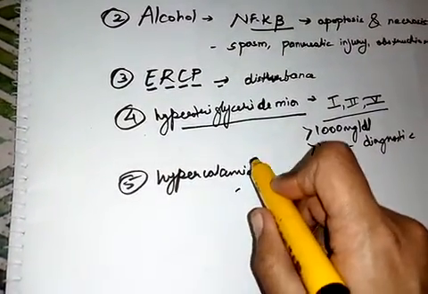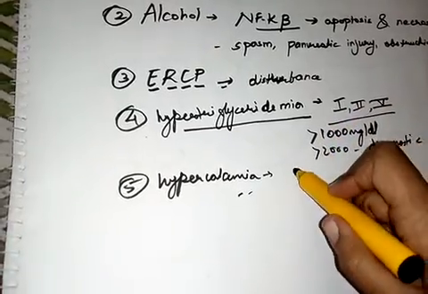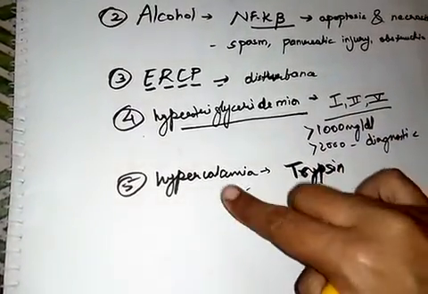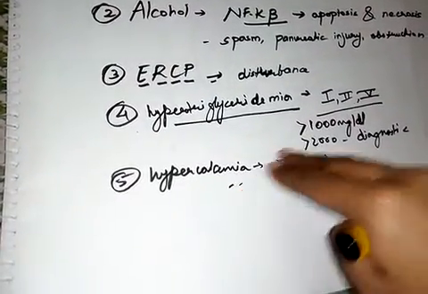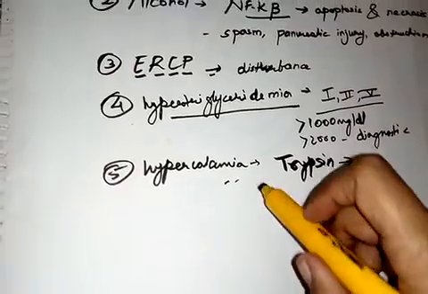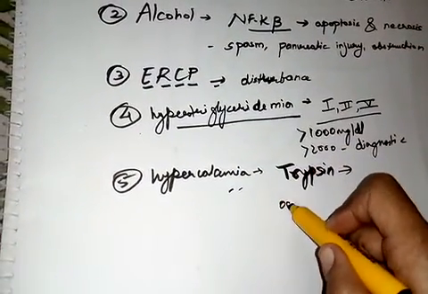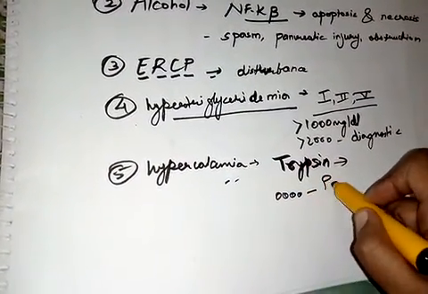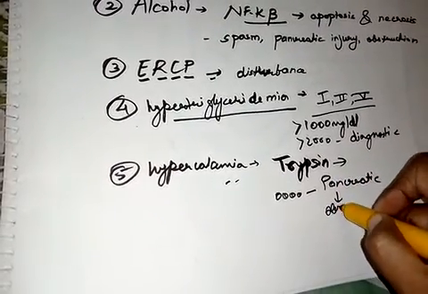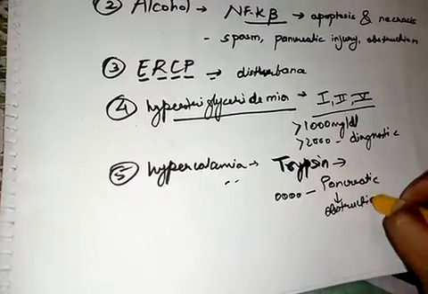Hypercalcemia, how does it cause pancreatitis? It causes activation of trypsin. That is, it facilitates conversion of trypsinogen to trypsin, and this trypsin then further causes destruction, as I have already told. Also, this calcium gets precipitated in the pancreatic duct, and that's why it causes obstruction and then enzyme activation and destruction.